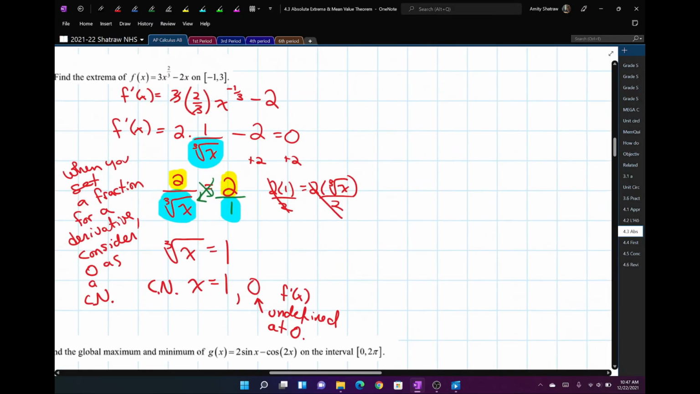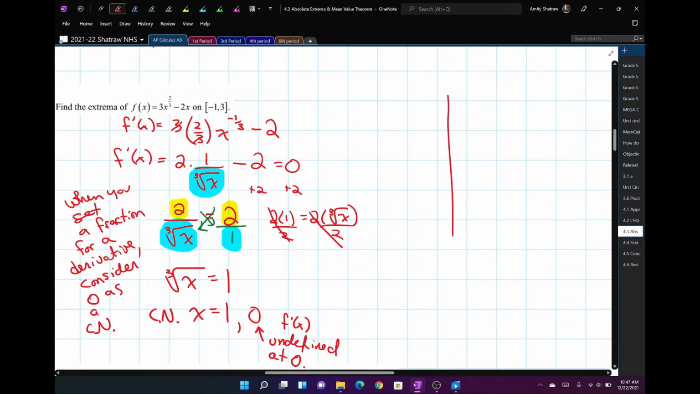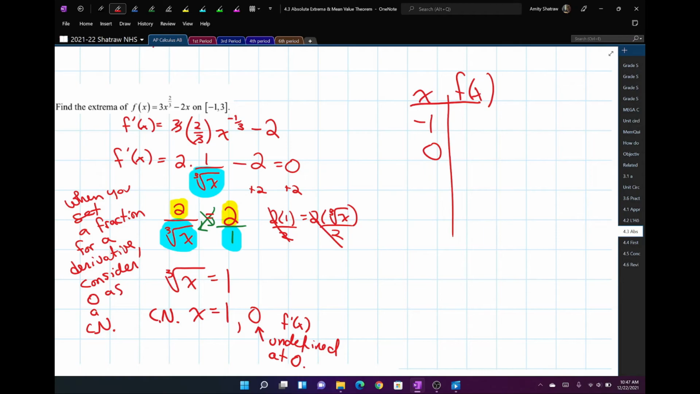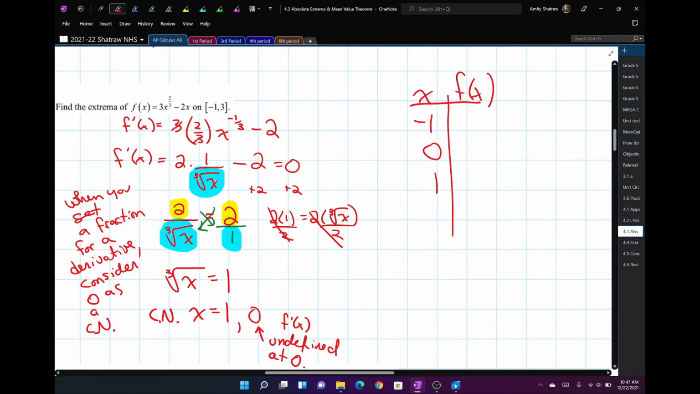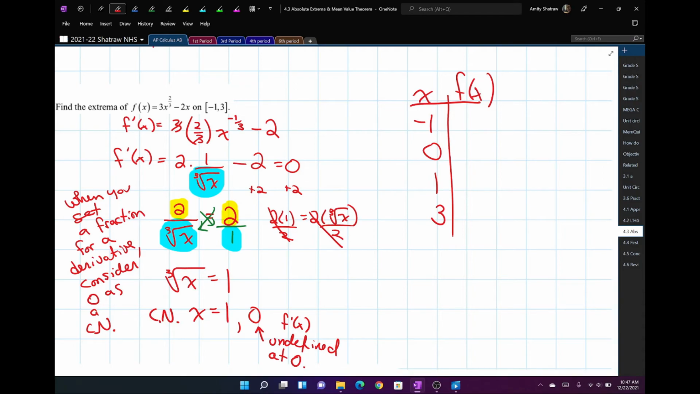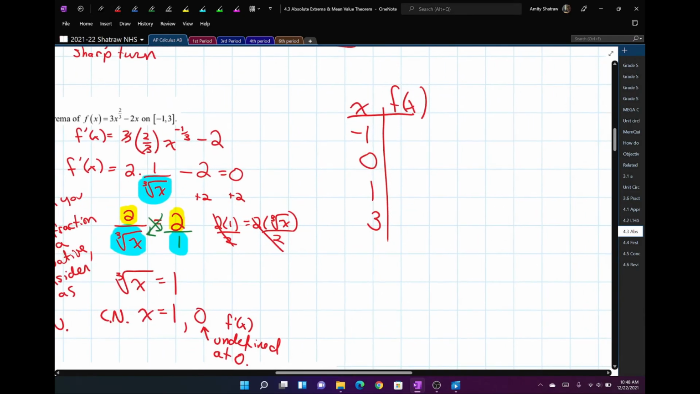So now I want to put together a little table of values that I'm interested in. There's my x values, my f of x values. What is the lowest x value I should look at? Definitely negative 1. I'm curious about 0 because that derivative is undefined there. I was curious about 1 because that popped out of me looking for that horizontal tangent. And then my last x value that I should check, the highest in my interval, is 3. And these are fairly easy to calculate. I know it doesn't look like it, but they actually are.